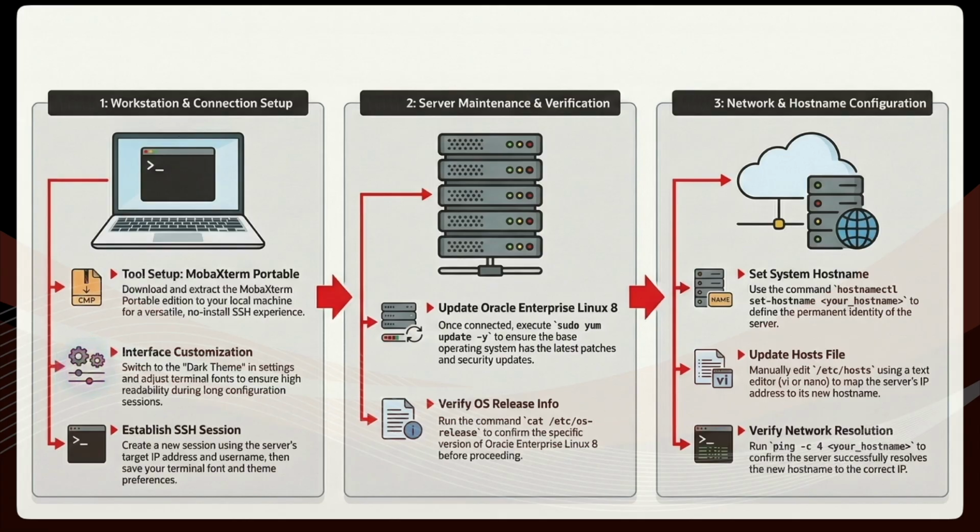Next, we will connect to our server running Oracle Enterprise Linux 8 and begin the initial system preparation. That includes applying the latest system updates and verifying the operating system version. Then we will move on to some basic configuration tasks. These are important for the upcoming sessions in this series. That is setting up the host name and updating the host file to ensure proper communication between the application server and the database server.